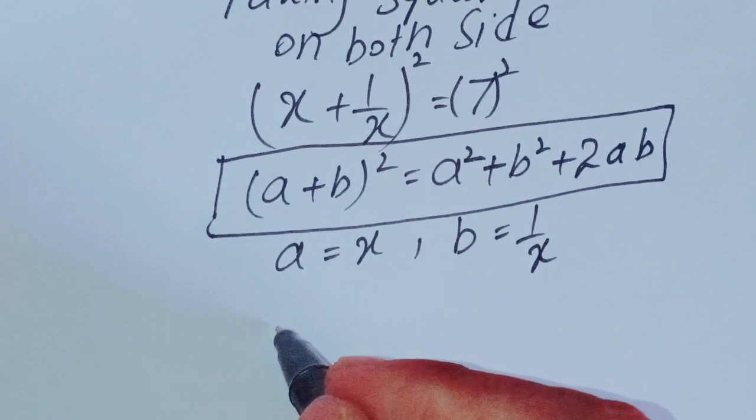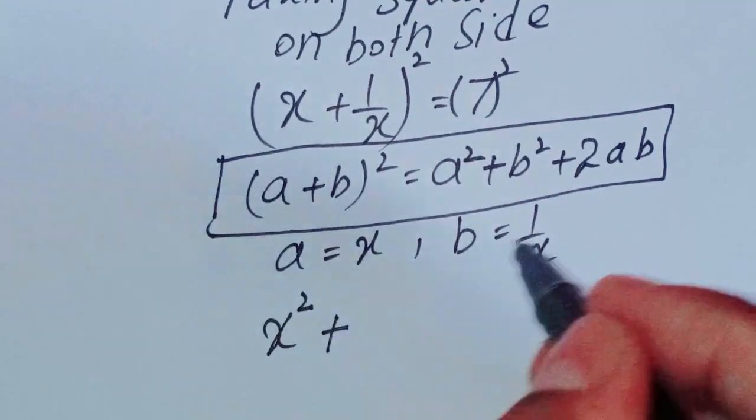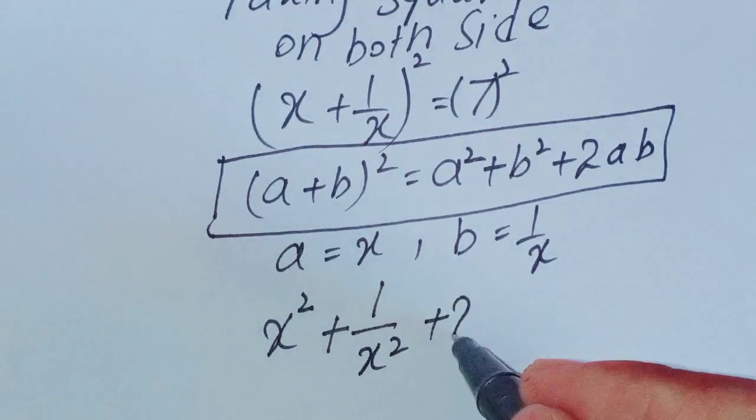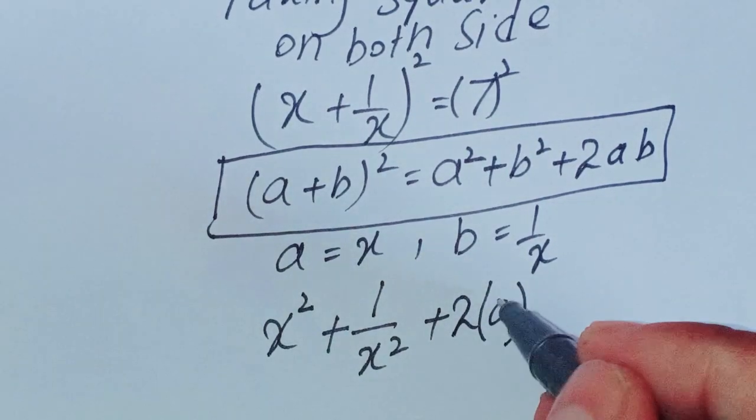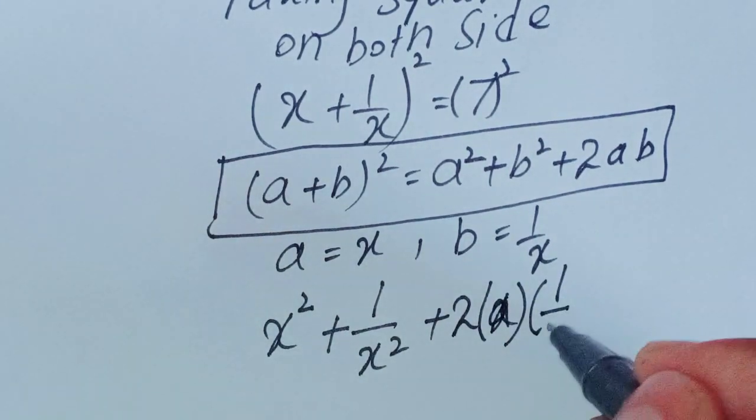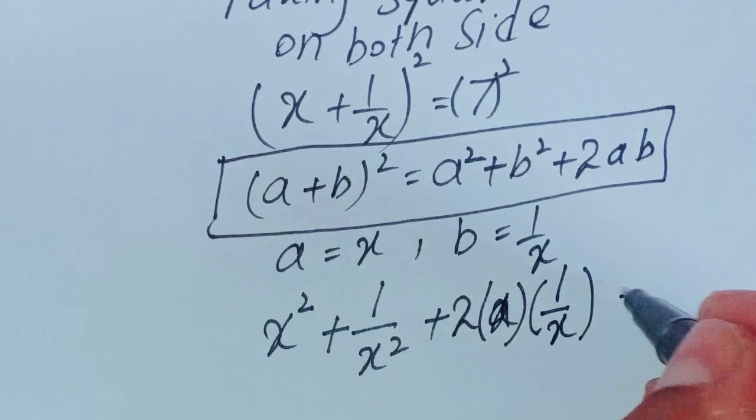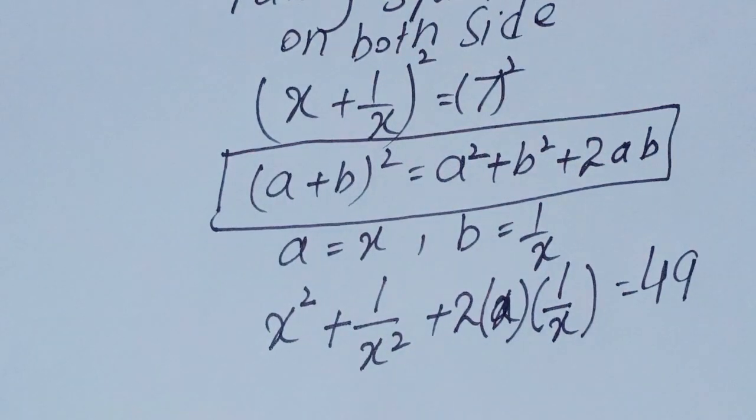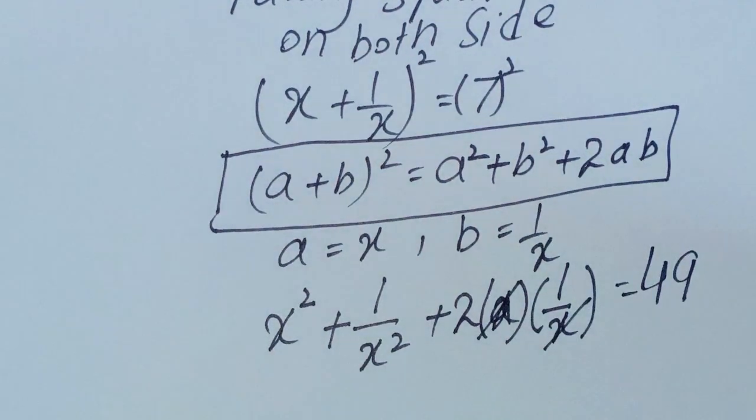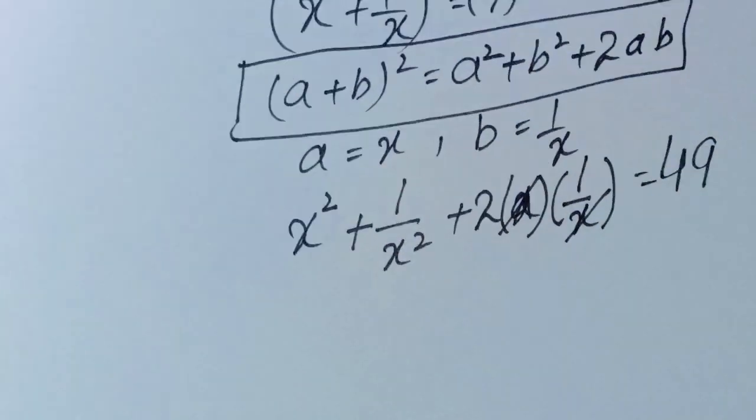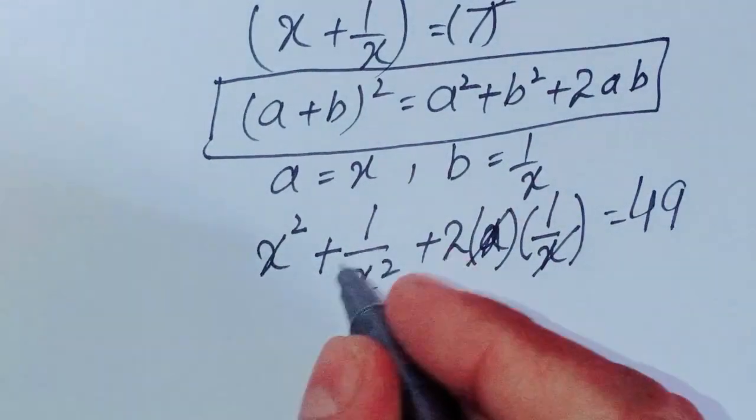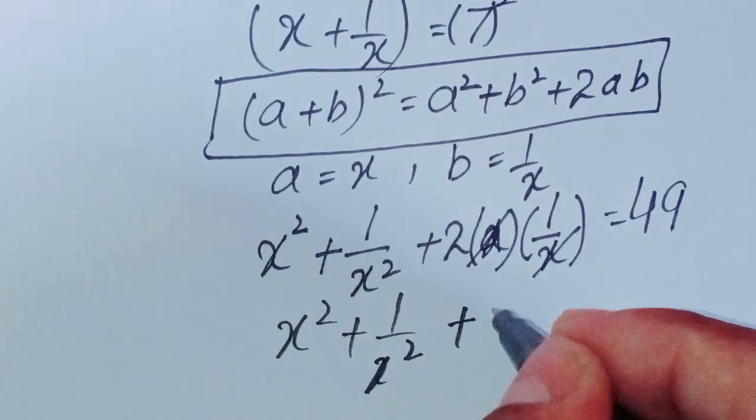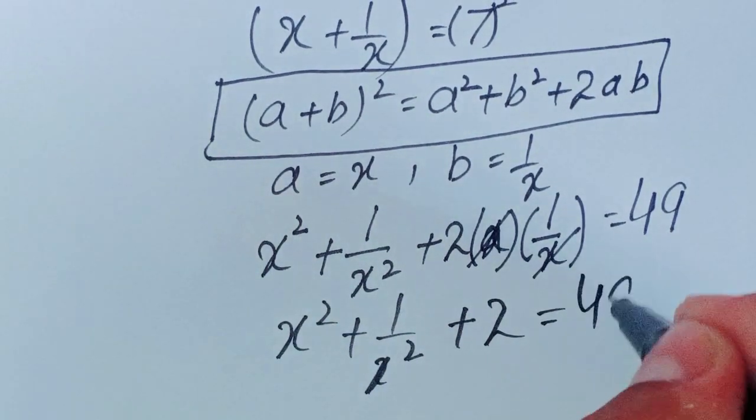So put a: x square plus b square, 1 over x square, plus 2 into a, x, into b, 1 over x, is equal to 7 square, 49. So x cancels, x square plus 1 over x square plus 2 is equal to 49.